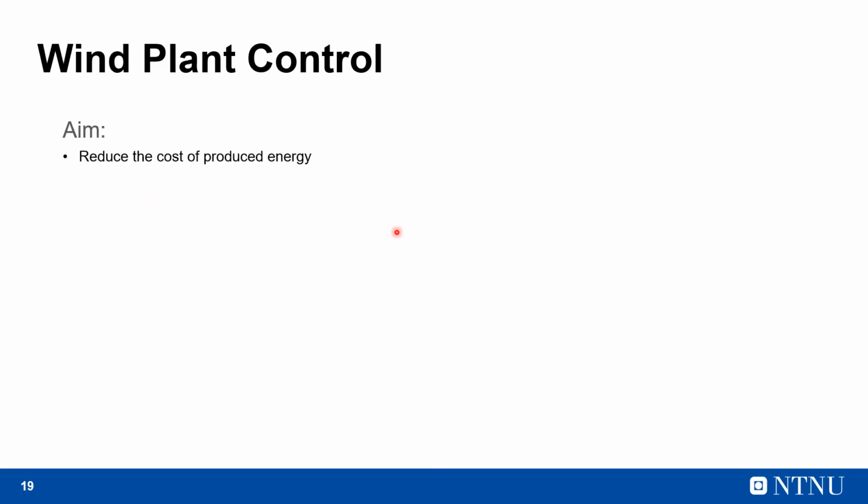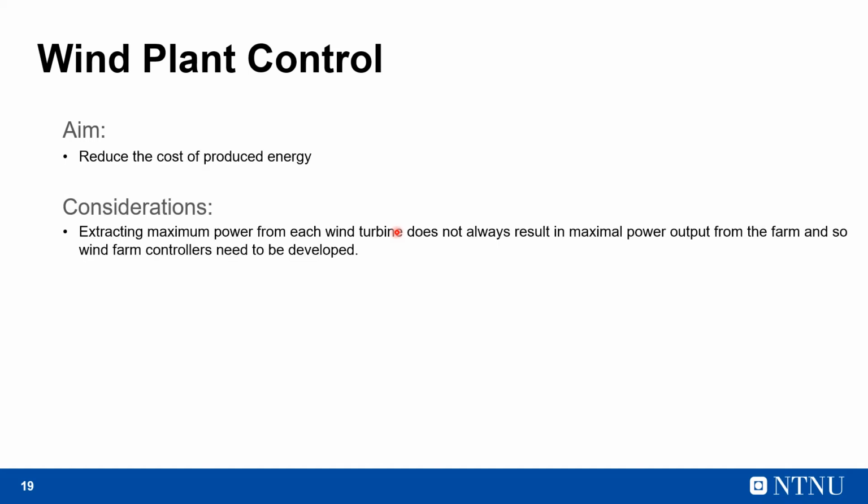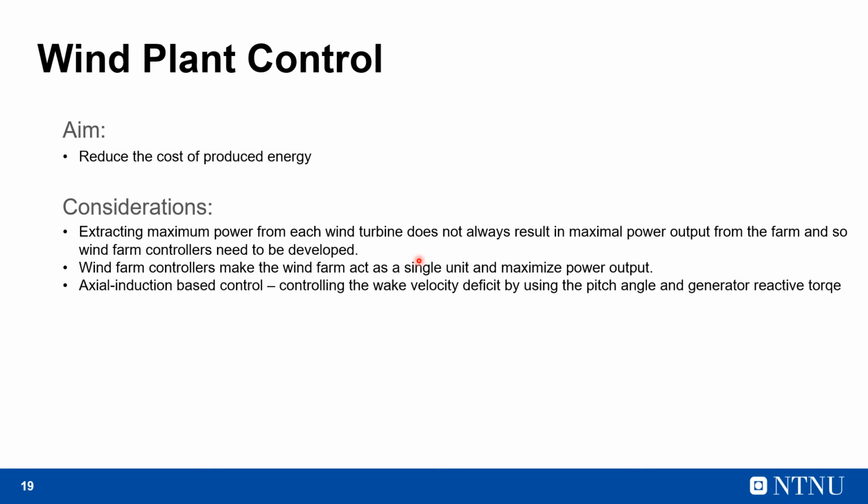Irrespective of the control strategy used, the aim is to reduce the cost of produced energy. We keep the following considerations in mind. Extracting maximum power from each wind turbine does not always result in maximal output from the wind farm, and so wind farm controllers need to be developed. The wind farm controller makes the wind farm act as a single unit and maximizes power output.